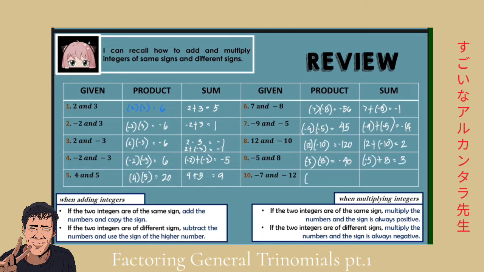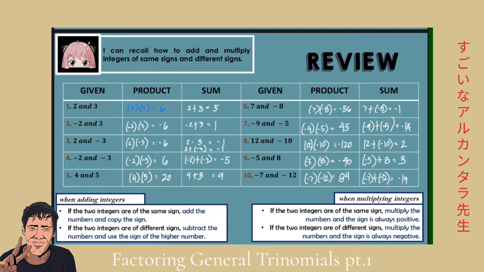And lastly, you have negative 7 times negative 12. That will be equal to positive 84 since they have the same signs. And in this case also, you're going to have negative 7 plus negative 12. That will give you negative 19. So these are really important for you to remember because we're going to apply this thoroughly when dealing with general trinomials, whether it's where a is equal to 1 or where a is any real number. So it's important for you to remember how to get the product and sum of integers, whether they have the same sign or not.